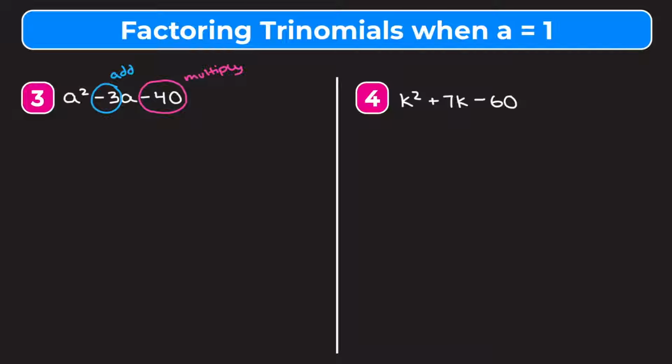So because our c term is negative, we know one factor has to be negative and one's positive, because a negative times a positive is a negative. So we could have negative 1 and 40. We could also have 1 and negative 40. We could have negative 2 and 20, or we could have 2 and negative 20. We could have negative 4 and 10, or we could have 4 and negative 10. And we could have negative 5 and 8, or we could have 5 and negative 8. And we realize that 5 plus negative 8 is negative 3, so those are the two factors we want.